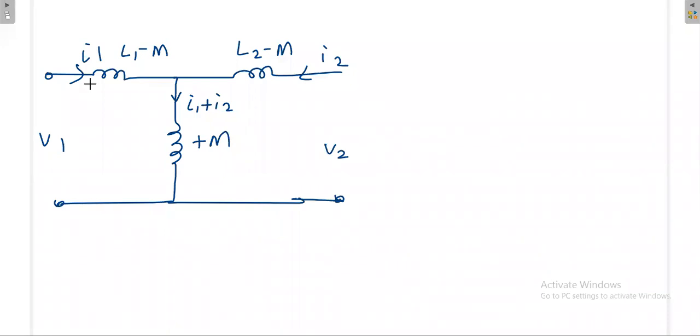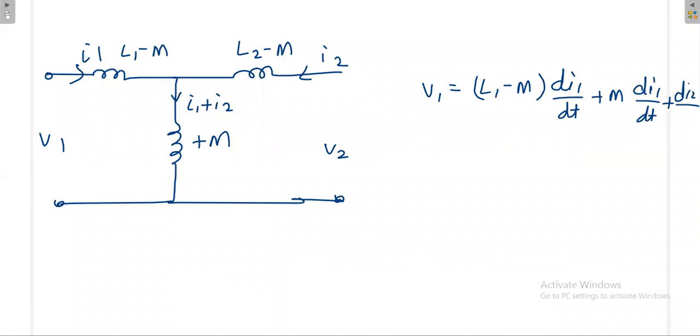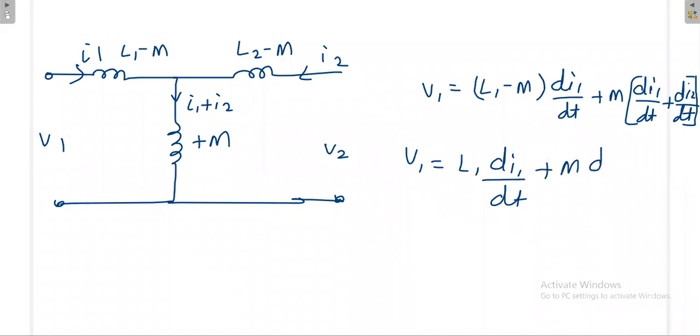Once you apply the KVL here, V1 is equal to L1 minus M di1 divided by dt, plus M di1 divided by dt plus di2 divided by dt. Once again, if you multiply inside, finally you will get V1 is equal to L1 di1 divided by dt. This M di1 by dt will cancel with this one, so you will get M di2 divided by dt alone.